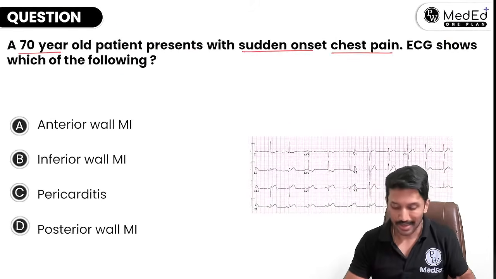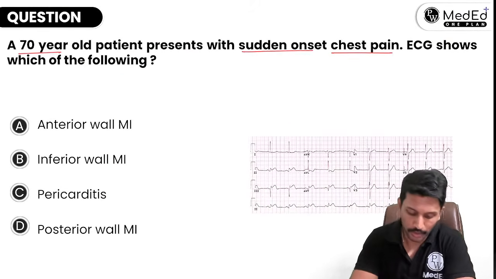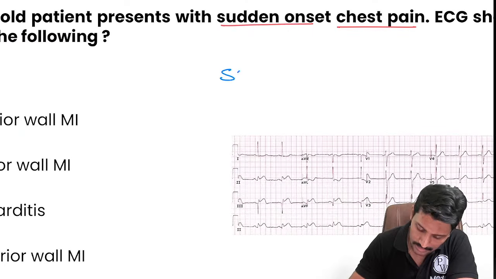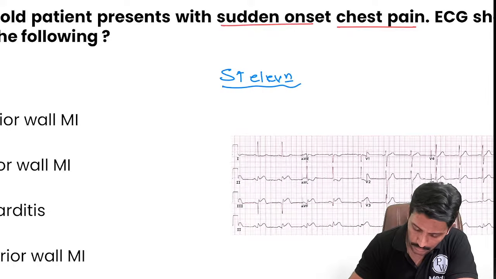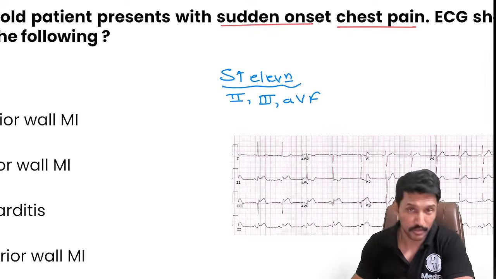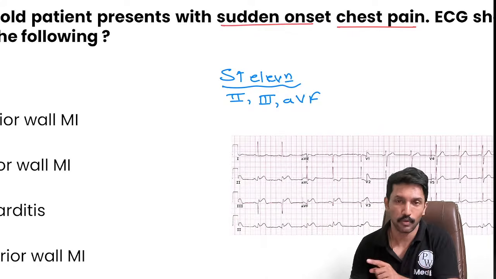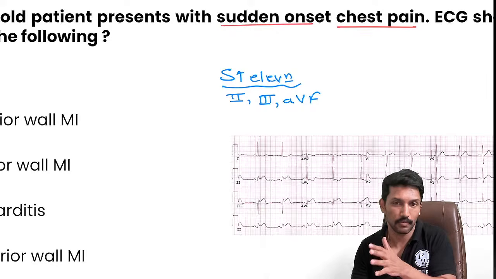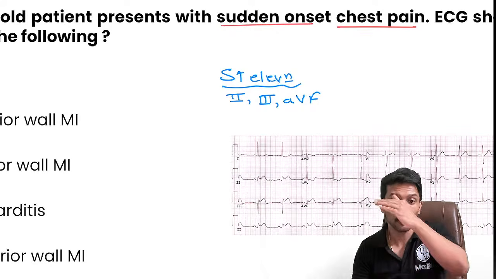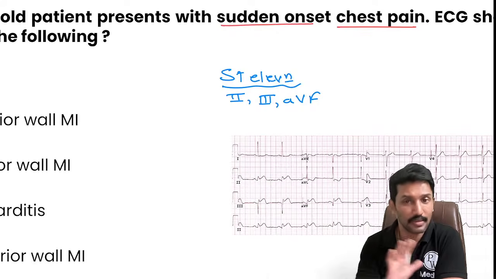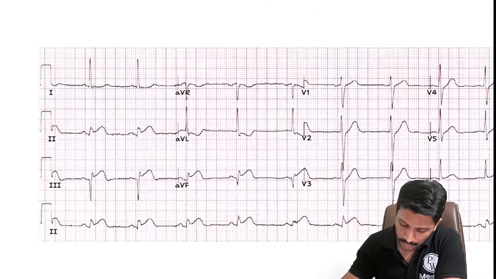So if this ECG is actually showing inferior wall MI, because according to us we had ST elevation in leads 2, 3 and AVF, that means we are suspecting the possibility of inferior wall MI. But if it is truly inferior wall MI, then the lateral leads 1, AVL and maybe V5, V6 should show ST depression. If they're showing it, then it is confirmed. So let's look at that.